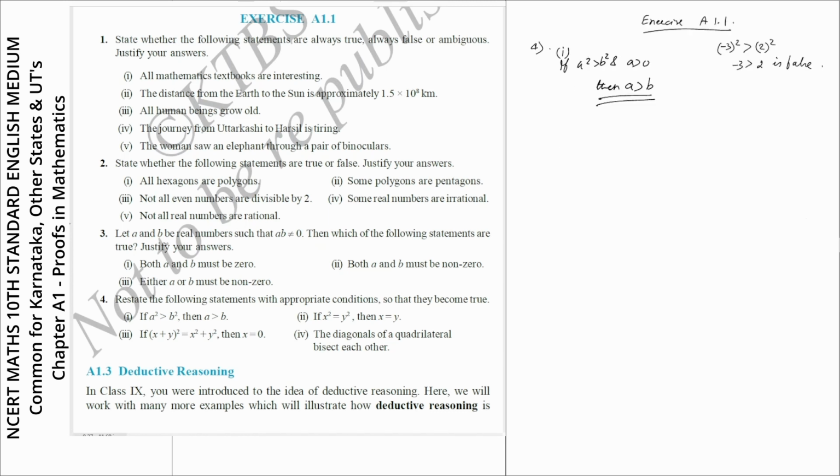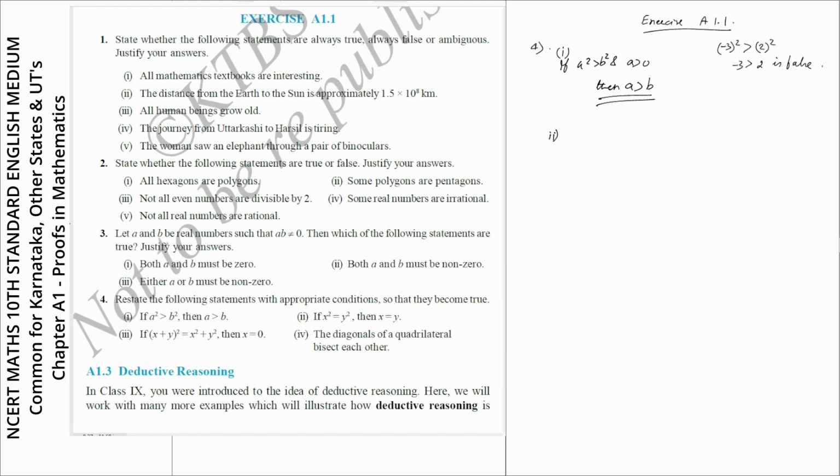Exercise A 1.1, question number 4. Restate the following statements with appropriate conditions so that they become true. If a square is greater than b square, then a is greater than b. Suppose I take a as minus 3 and b as 2. Then minus 3 the whole square is definitely greater than 2 the whole square. Minus 3 the whole square is plus 9 and 2 the whole square is 4. Therefore 9 is greater than 4. But minus 3 itself is not greater than 2, which is false. Therefore to correct the given statement, a should be greater than 0. So I can write the corrected statement as: if a square is greater than b square and a is greater than 0, then a is greater than b.